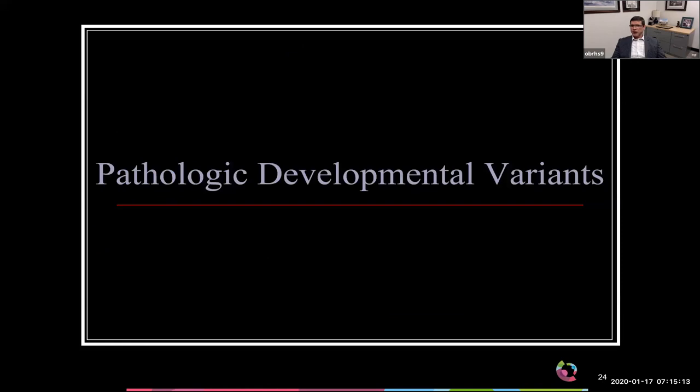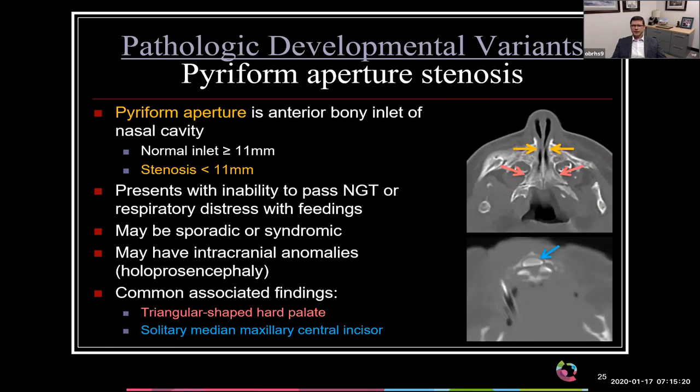So now we'll look at some pathologic developmental variants. And really what we're going to look at is the nasal cavity. So we're going to go from anterior to posterior. So the piriform aperture is the anterior bony inlet of the nasal cavity. And in a full-term neonate, it normally measures 11 millimeters and greater in width, and it's stenotic if it's less than 11 millimeters. So patients present in one of two ways, either inability to pass a nasogastric tube or with respiratory distress during feedings, because during feedings, neonates become obligate nasal breathers.